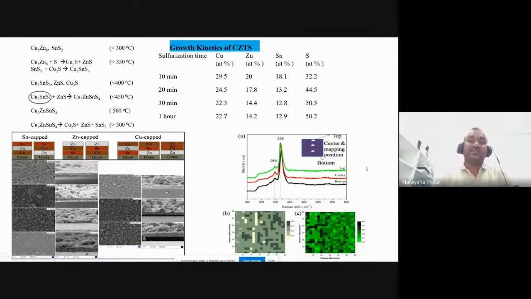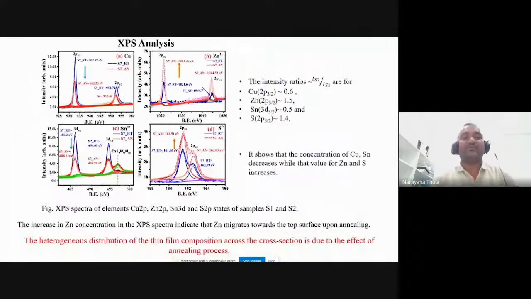There is a possibility of other impurity elements being present in the material, so we conducted XPS measurements, and thereby calculated the composition. We did EDS and XPS, and both compositions show almost similar results. In the XPS, copper is in the +1 state, zinc is in the +2 state, tin is in the +4 state, and sulfur is in sulfide form. So it is confirmed to be a single phase material.